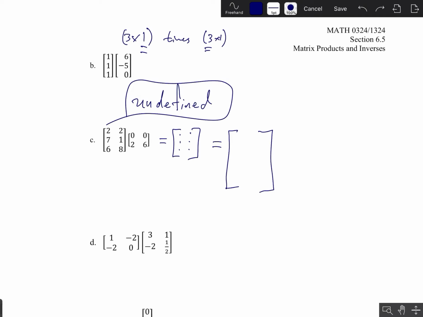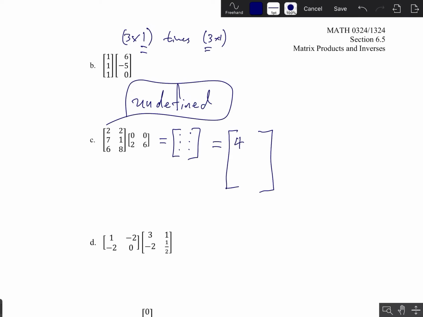So I'm first just going to multiply the first row by the first column in order to compute the 1, 1 entry of the product. So I should be multiplying 2, 2 by 0, 2. And if I compute that product, what you should get is 4 here. So the top left entry of the product should be 4.